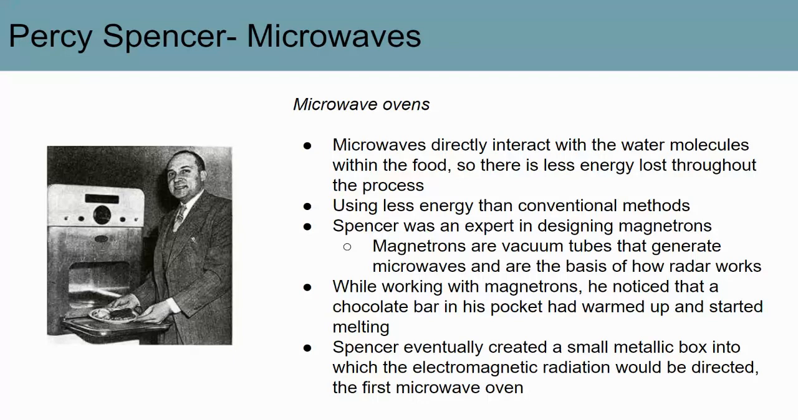In fact, one time he went into work with the magnetrons and had a chocolate bar in his pocket, which had warmed up and started melting. So what he eventually did with that observation was he created a small metallic box, and directed the radiation into the box, and that was how the first microwave oven was in fact built.